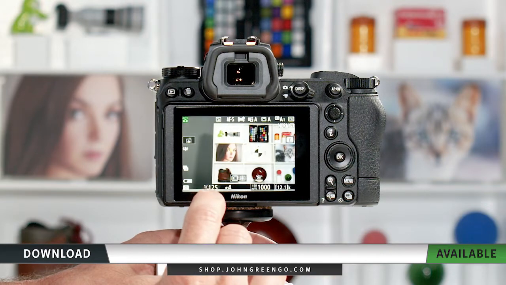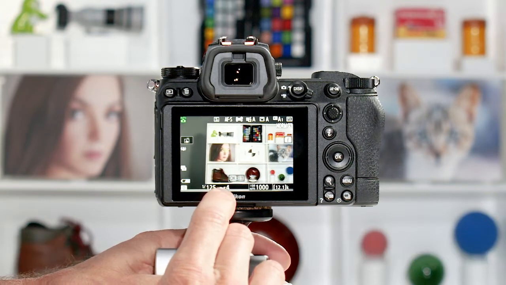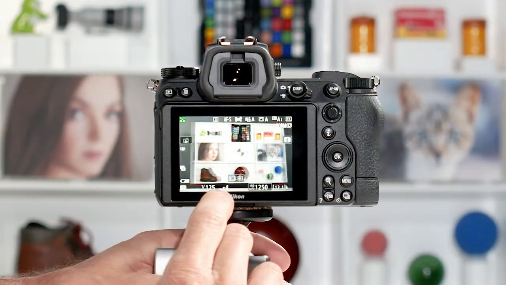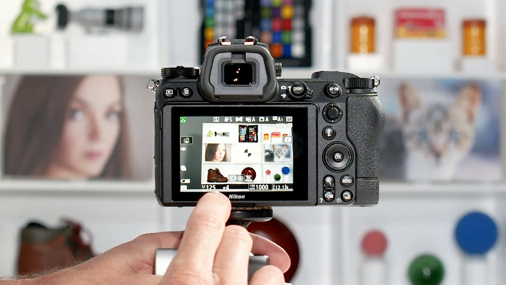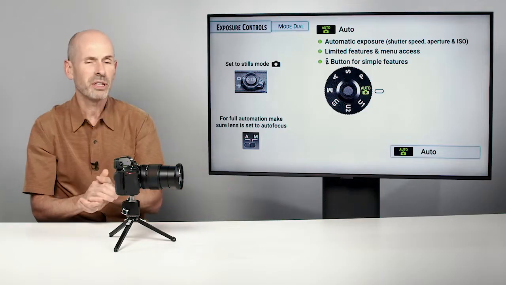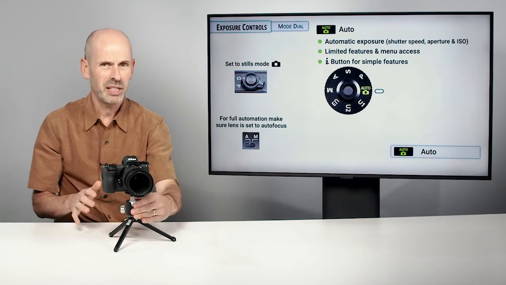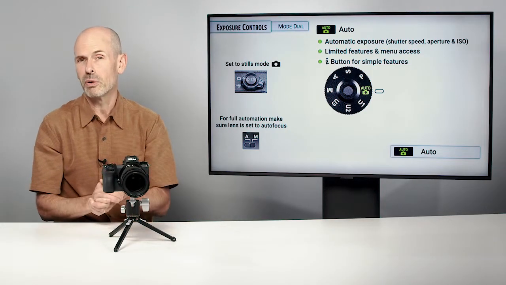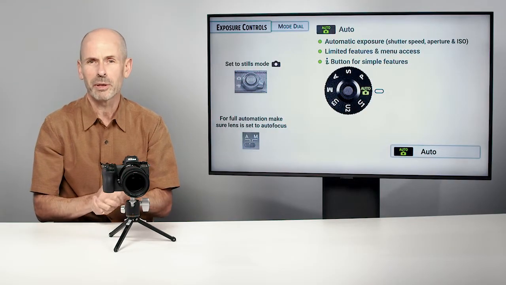So it's trying to give us a reasonable shutter speed. Right now the aperture is fully open, and this will change according to the light situation that you have. So full auto, very easy to use, but limiting in your creative control. So let's dig a little deeper.